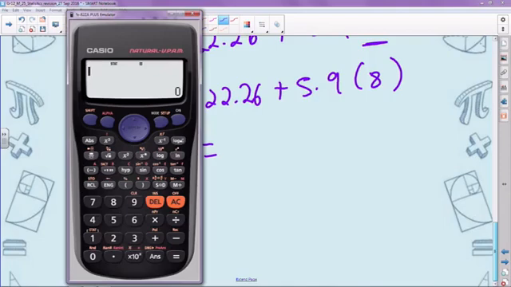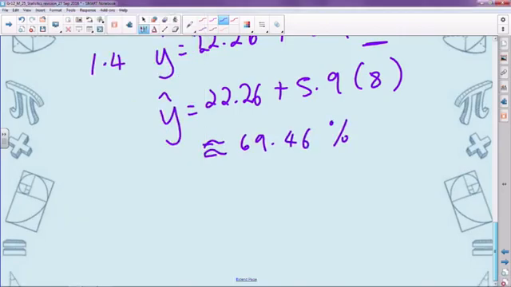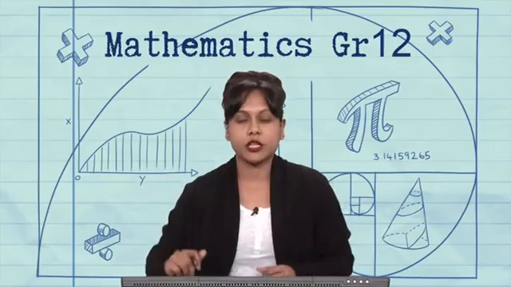All right, so we've got 22,26 plus 5,9 times the number of Saturdays, and we get 69, so this is approximately 69,46%. Okay, so you can say that this learner got 69%, and you base that prediction on the fact that you worked out what this equation of your least squares regression line was.